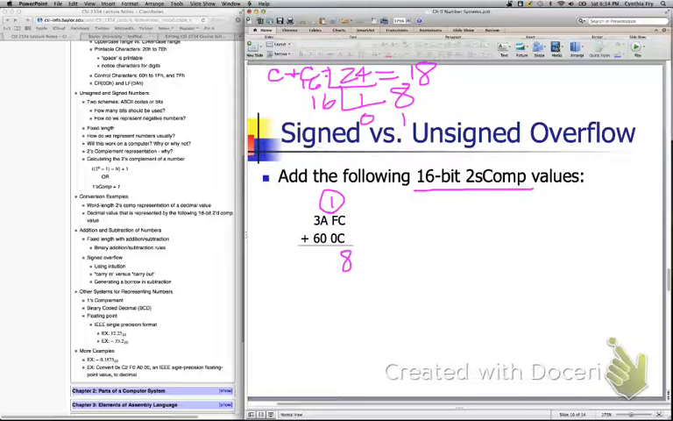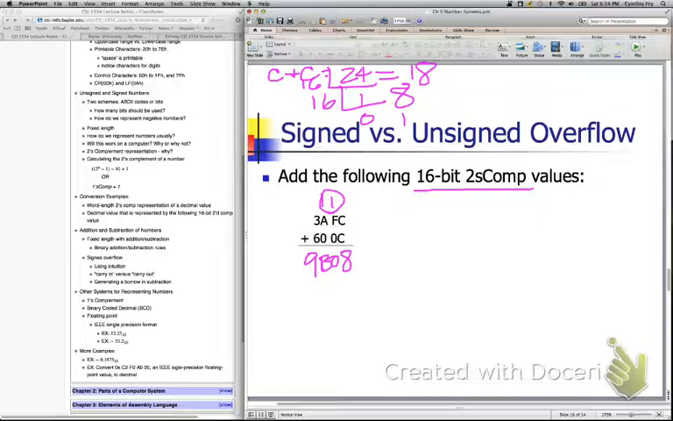1 plus F, or 1 plus 15, is 16, which is 1, 0. 1 plus A is 1 plus 10, or B. And then 3 plus 6 is 9. So there's our value. Let's look at this and say, what were we expecting our answer to be?